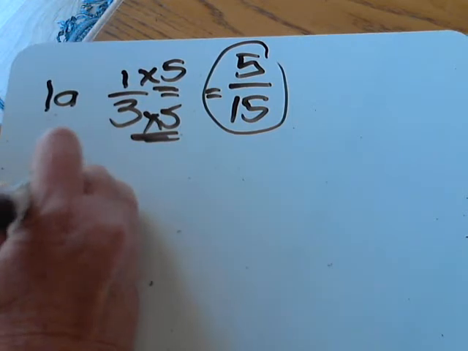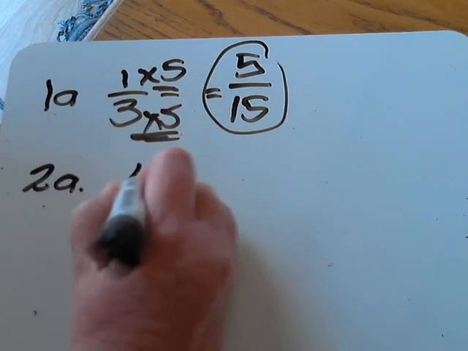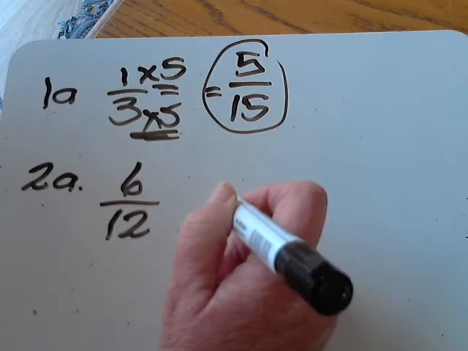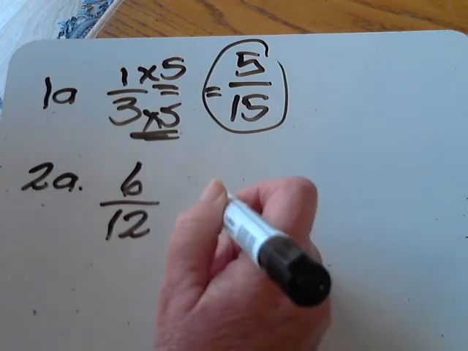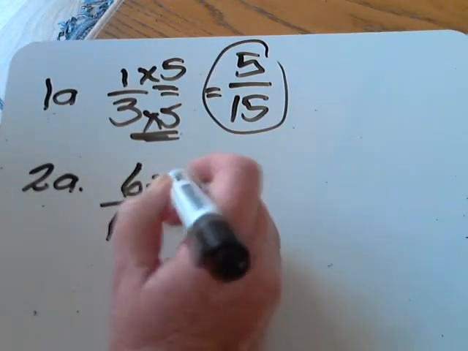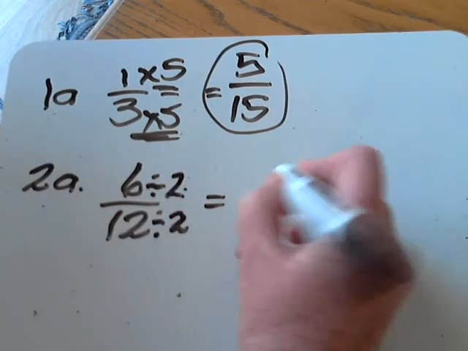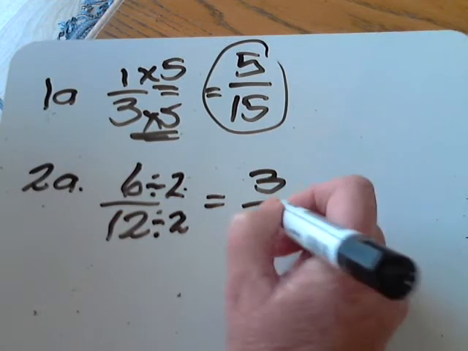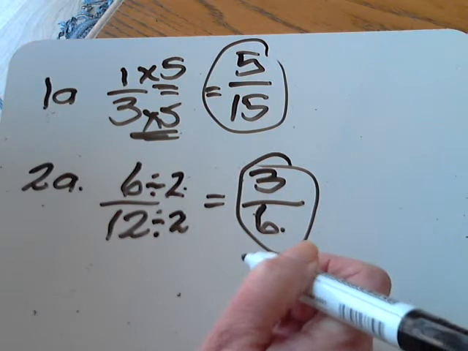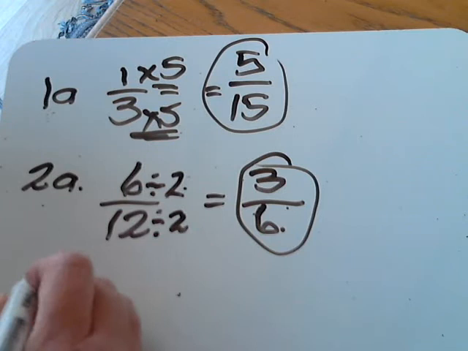Then number 2a says, complete the following. So we've got 6/12. And again, obviously, it's about equivalent fractions. If I've got 6/12, I can say now I could divide. So what goes into both? Say divide by 2 and divide by 2. That would give me 2 into 6, 3 times. 2 into 12 goes 6 times. So we are going to have 3/6. That's going to be the equivalent fraction there.